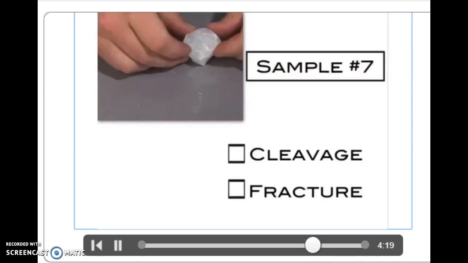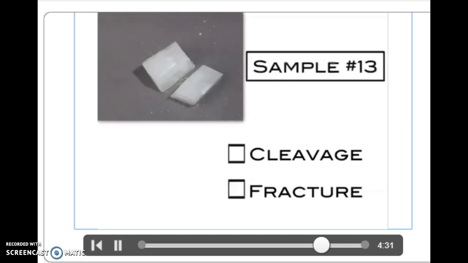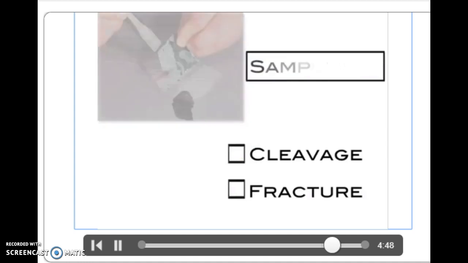Sample 7 does not exhibit cleavage. It shows fracture. It breaks into semicircular smooth fragments along the zone of impact where it was hit. This is conchoidal fracture. Here's sample 13. Look at the broken pieces. It's easy to see that there are some flat sides. This mineral has cleavage, but let's see if we can say something about the number of directions. This mineral has 3 directions of cleavage.